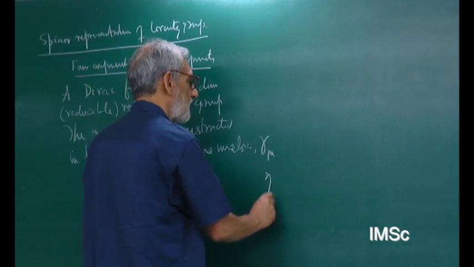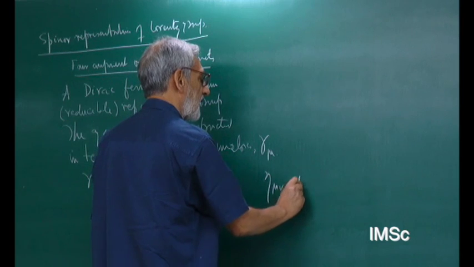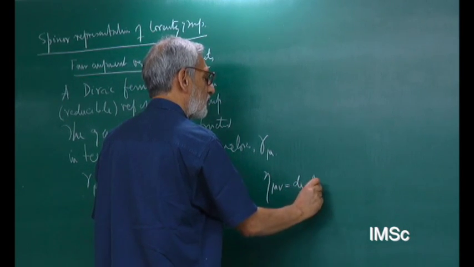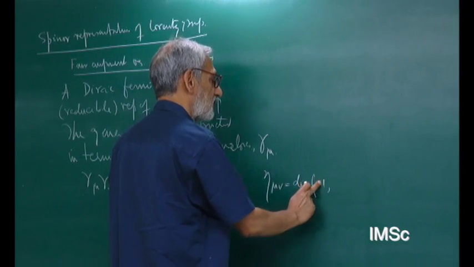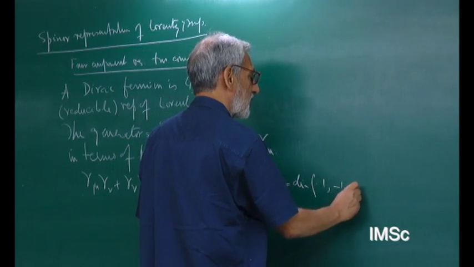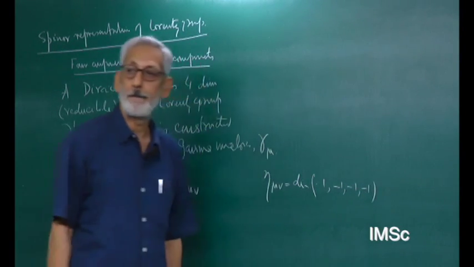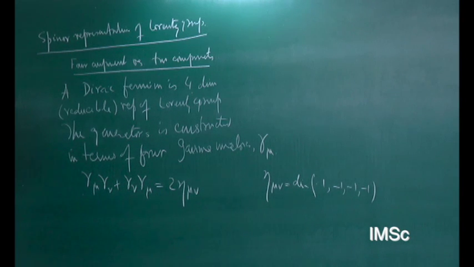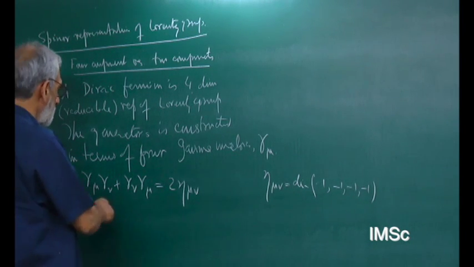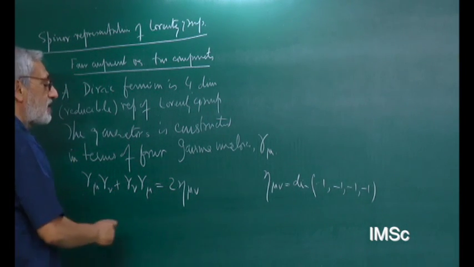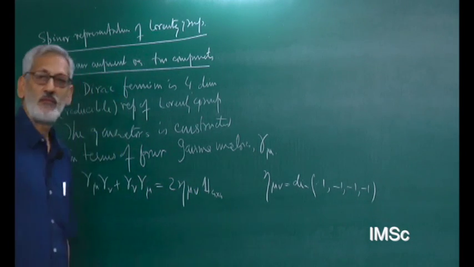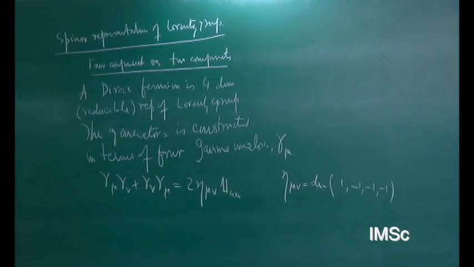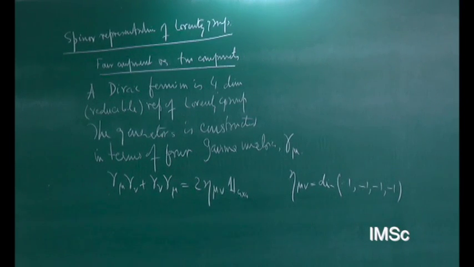was our diagonal with minus 1. Is that what I have? No, plus 1. Plus 1, minus 1, minus 1, minus 1. Since these are 4 cross 4 matrices, there is also a unit matrix sitting here, 4 cross 4, which very often we won't write, but we'll always understand it's there, because it's a matrix equation.